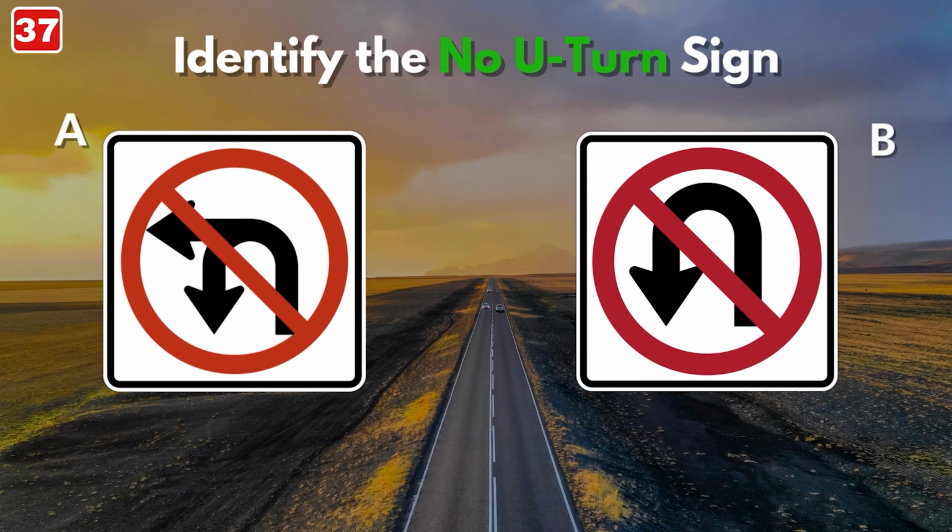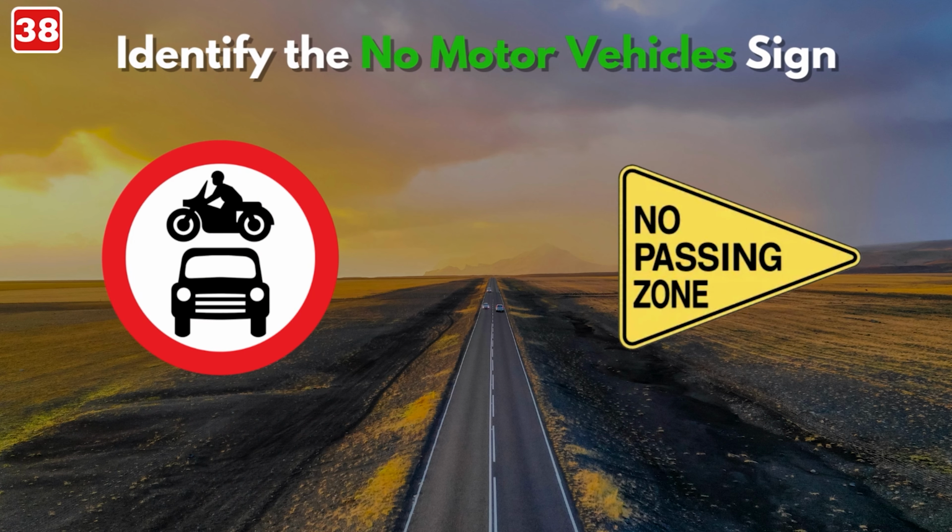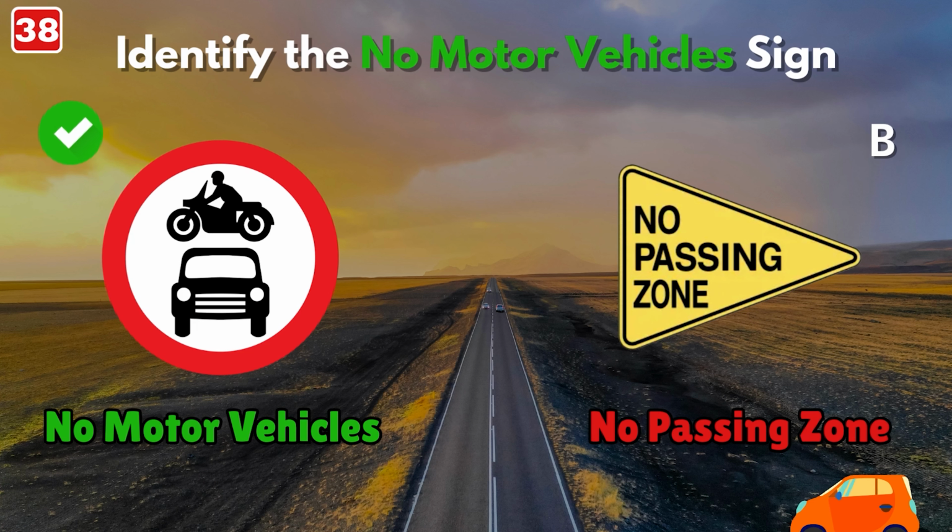Identify the no U-turn sign. Noted. B is the no U-turn sign. Identify the no motor vehicles sign. Certified. A is the no motor vehicles sign.